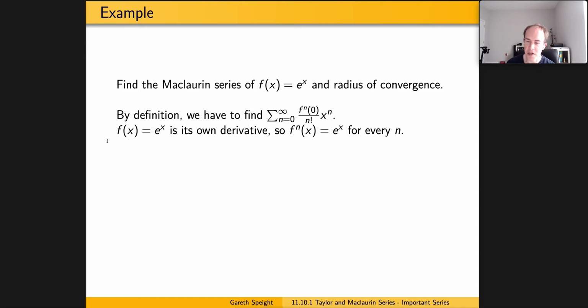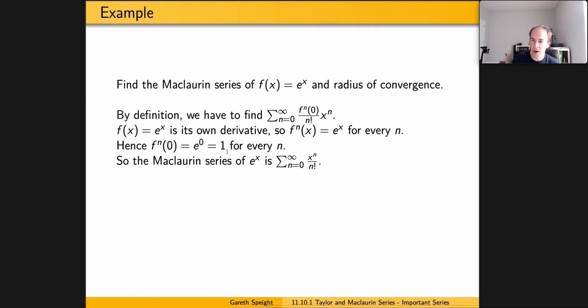And so after we differentiate, we plug in 0. We get f^(n)(0) is e to the power of 0. Of course, anything to the power of 0 is 1. So we have f^(n)(0) equals 1. Now we just plug that into the general formula for the Maclaurin series. We're left with the sum of 1 over n factorial times x to the n, or if I multiply across the top, x to the n over n factorial. This is well-known. It's the Maclaurin series for e to the x. We're going to keep seeing this.